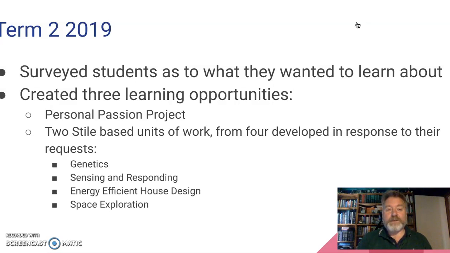And then I set up 4 units in response to what they told me they wanted to learn about. One around genetics, one around just nerves and hormones. There's a lot of biology requirements. Space exploration was a really interesting one. A lot of them were really interested in the idea of space, which we don't normally bother with in Year 9 or 10, so we've done it in Year 7. So I set something up there for them, and one around energy efficient house design, and now we have a lovely set of equipment for testing and getting data about that.